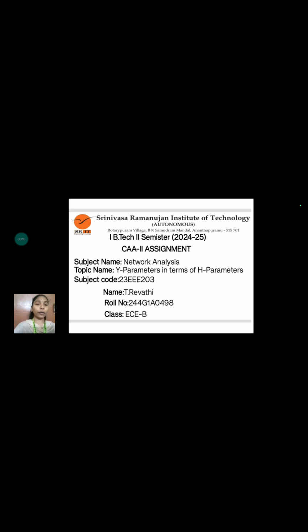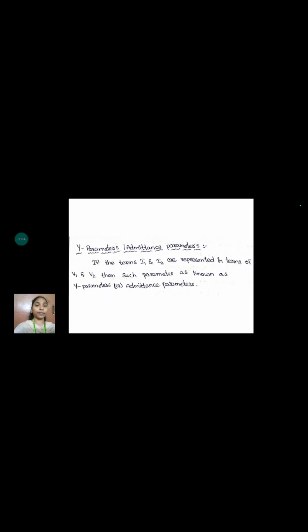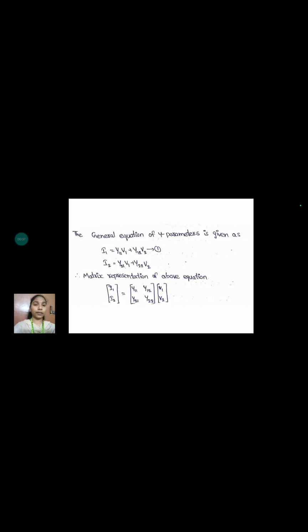Today, my topic is Y parameters in terms of H parameters. Let us go to the definitions of Y parameters and H parameters. Firstly, Y parameters are known as admittance parameters. If the terms I1 and I2 are represented in terms of V1 and V2, then such parameters are known as Y parameters or admittance parameters.